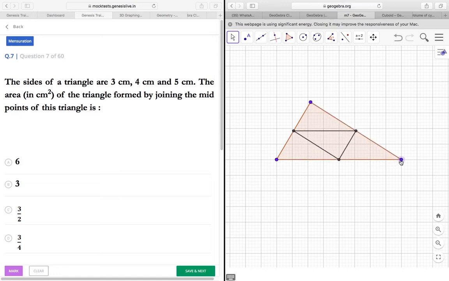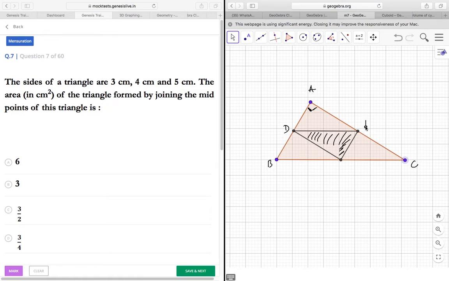Now, the triangle that they have given in the question is a right angle triangle. Even in this scenario, the area of this one is going to be 1/4 of the area of the bigger triangle. That is something you need to understand and observe. Once you have established that relationship, you can proceed with the solution for this question.